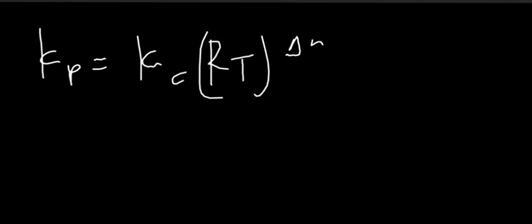Equilibrium constant in terms of pressure is equal to equilibrium constant in terms of concentration times RT to the power of change in n. Change in n is n of product minus n of reactant.